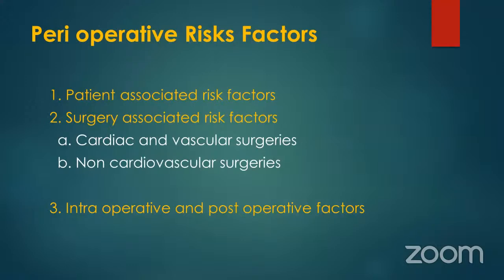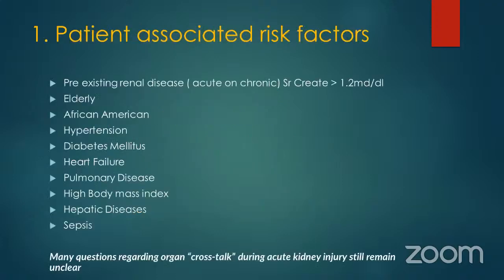If you want to roughly define the perioperative risk factors, we have to consider the patient-associated risk factors and the surgery-associated risk factors, which are the site of surgery, and intraoperative and postoperative factors. We can divide them into these 3 groups. Among patient-associated risk factors, pre-existing renal disease is the most important one. Elderly population and African American race are predisposed to AKI. Also hypertension, diabetes, heart failure, pulmonary disease, high body mass index, hepatic diseases, and of course sepsis. These are the patient-related risk factors.